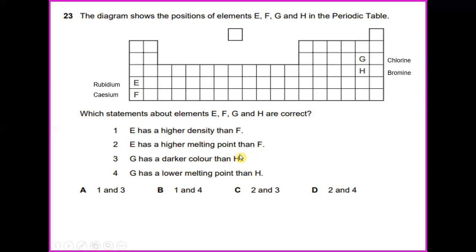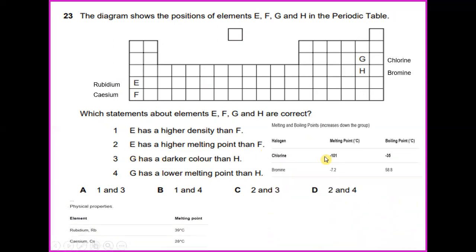Let's look into the answer. For me, it could be 2 and 4. Yes, if you look at this diagram, it shows that the melting and boiling points for chlorine are lower than the melting point of bromine. And also, the melting point for rubidium is higher than the melting point of cesium. So the applicable answer for this question would be 2 and 4.